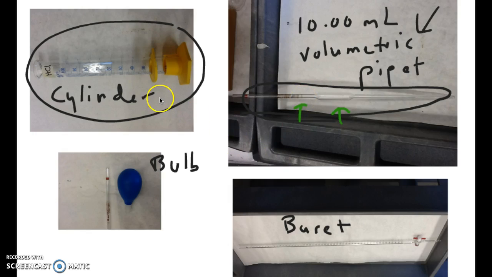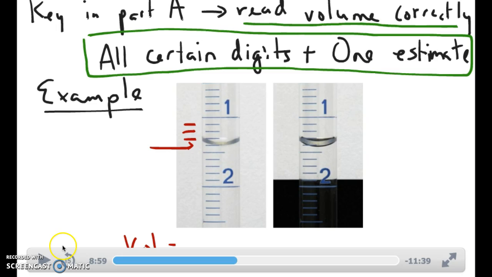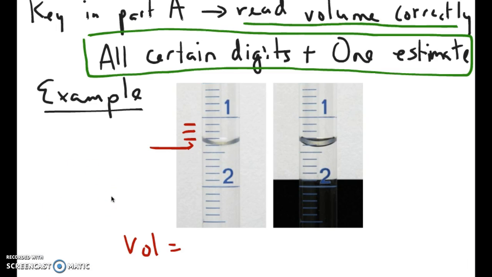Now, of course, for the graduated cylinder and the burette, you're going to have to make an estimate when you're making the measurement. And you want to look back to lecture where we discussed making measurements and how to make estimates, where you read all the certain digits plus one uncertain digit for your estimate. Just a quick review on that way of making measurements.